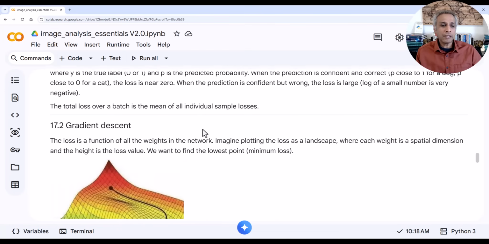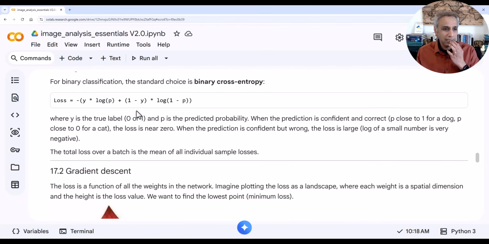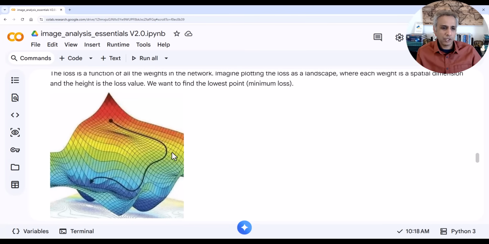That's a loss function. Now, gradient descent. The loss is a function of all the weights in the network, right? In our case, we have 6,000 weights or so. And the loss function actually includes all those 6,000 different pieces of information from all 6,000 neurons. So if you plot them as a landscape, where each weight is a spatial dimension, how does the surface look? This is, let's say, how the surface looks.